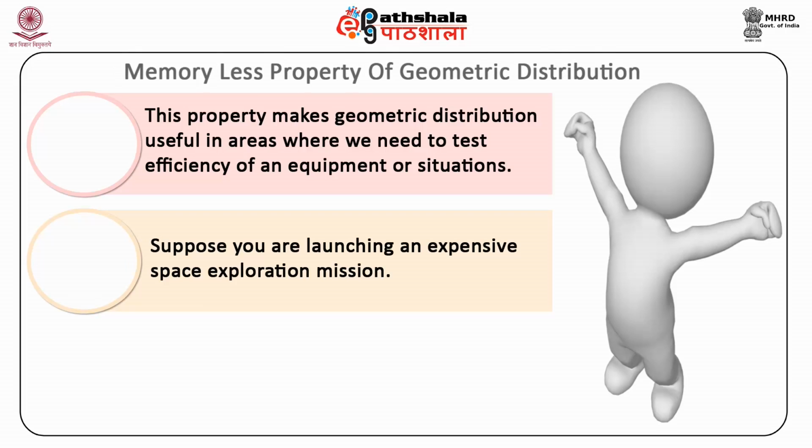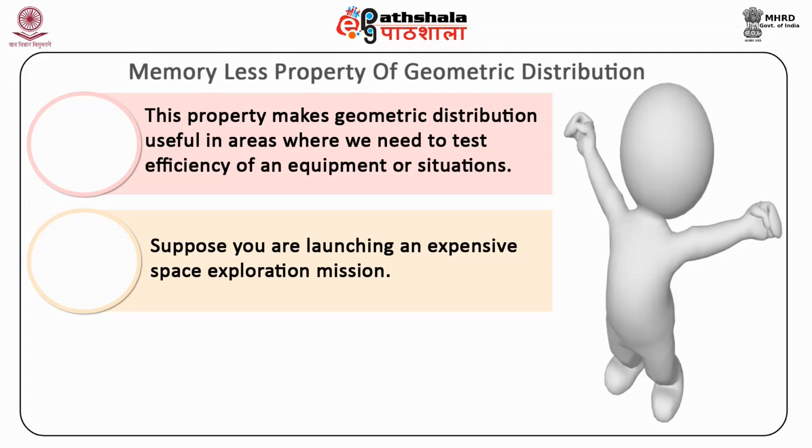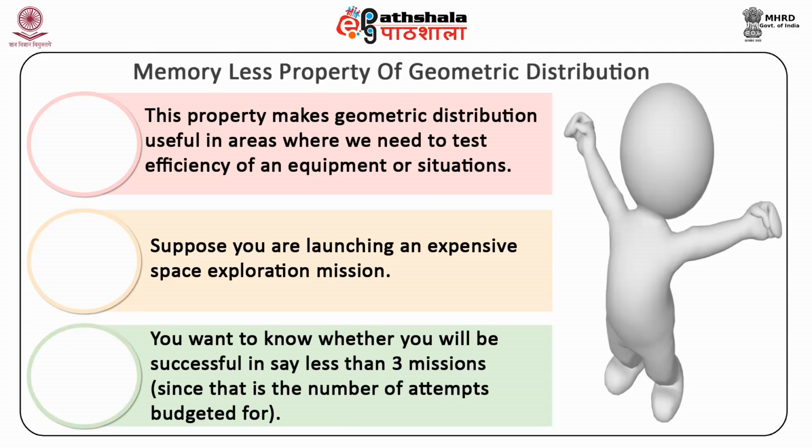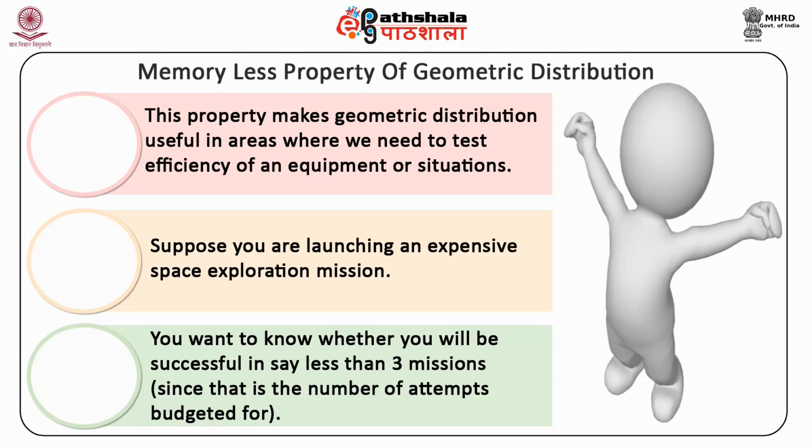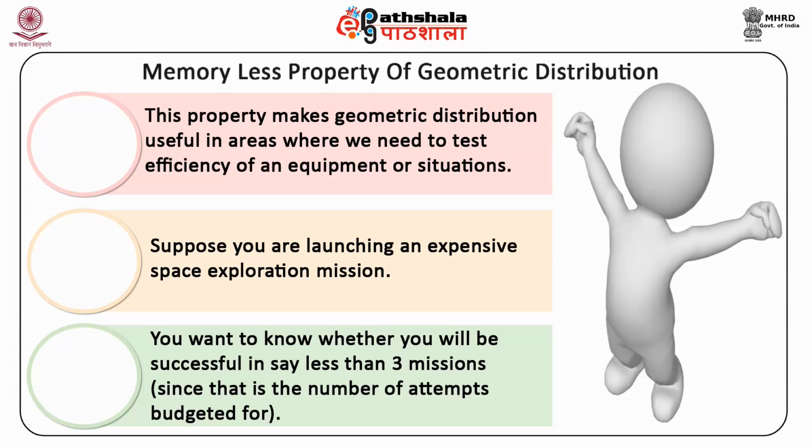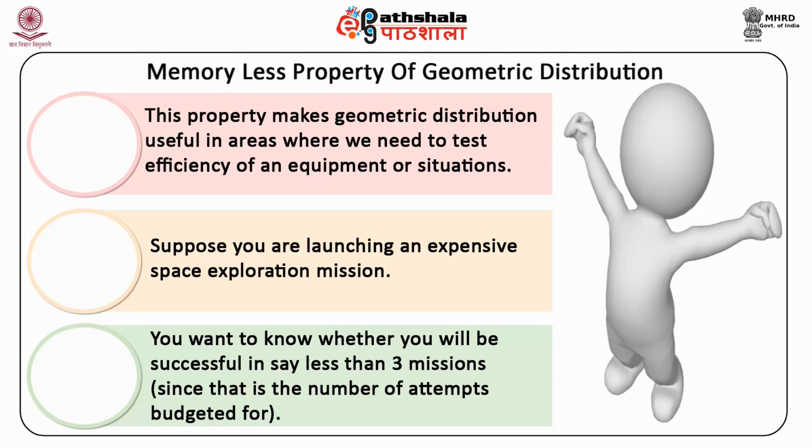Suppose you are launching an expensive space exploration mission. You want to know whether you will be successful in, say, less than 3 missions, since that is the number of attempts budgeted for. To understand this further, we can continue with another example, maybe a call center example. The required probability assumes that the routing equipment has no wear and tear so that its efficiency at finding the first free operator remains unchanged.